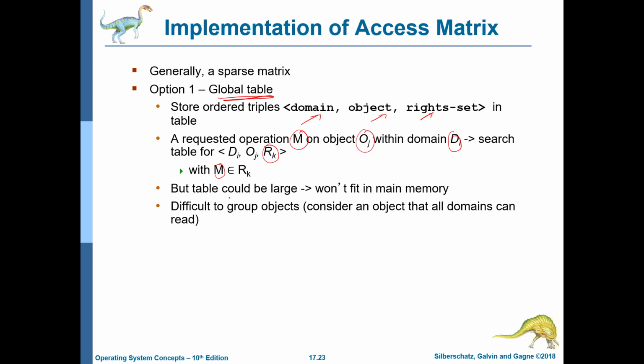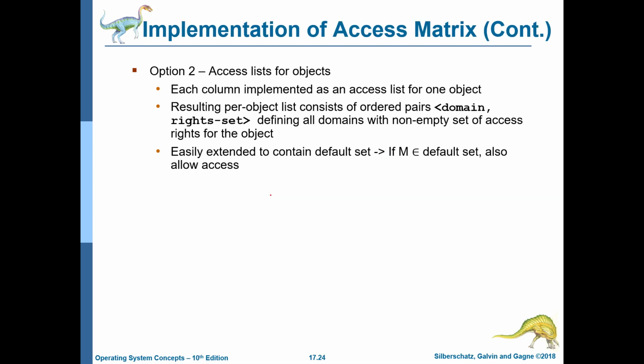Unfortunately, this table can be very large and will not fit in main memory. And furthermore, to compress the table, we need to group objects. For example, we might have one object that all domains can read. So in that case, we can omit a row of the access matrix. But in general, that's hard. It's not that easy to recognize such patterns and also do something about them.